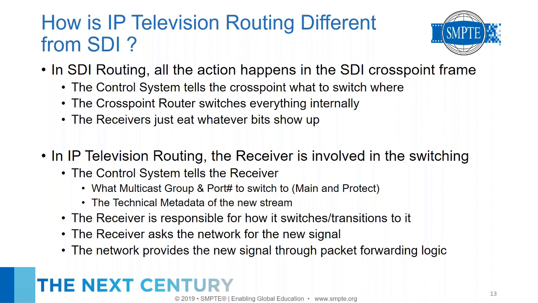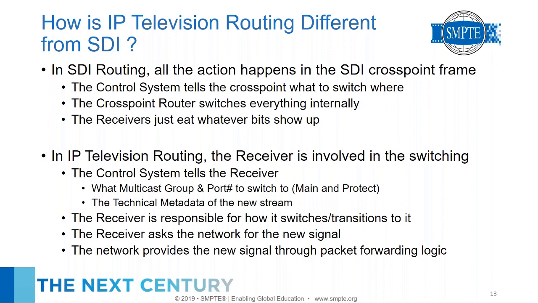And then the receiver ultimately is responsible for how it switches to that signal and how it transitions the image. So the receiver can ask the network for the new signal using the normal mechanism for multicast, the IGMP joins. And then the network provides that new signal in the normal network forwarding logic way. But it's very different than SDI, because in SDI, the receiver didn't have to do anything except eat what came to it. In IP, the receiver is a little smarter. The receiver is involved in the switching.